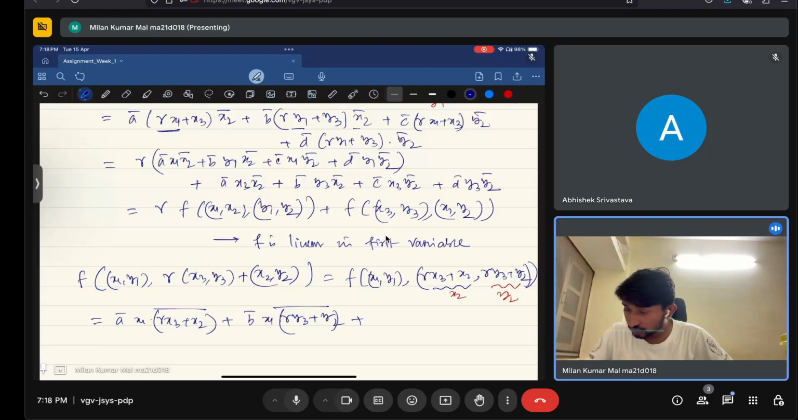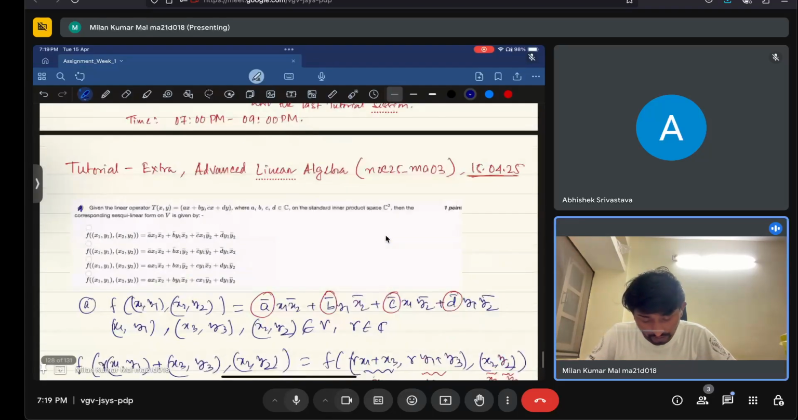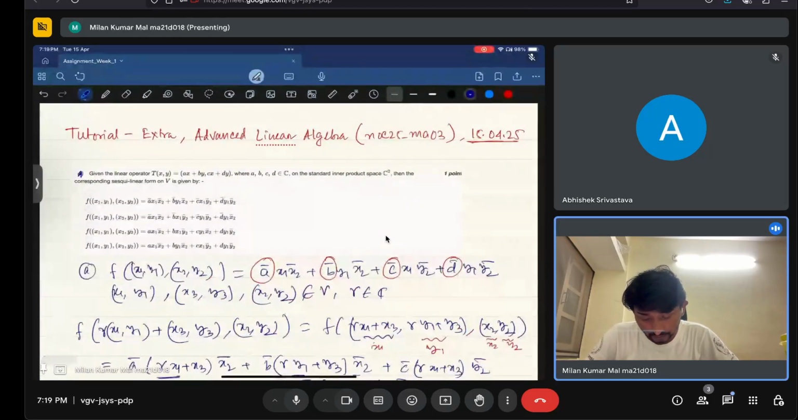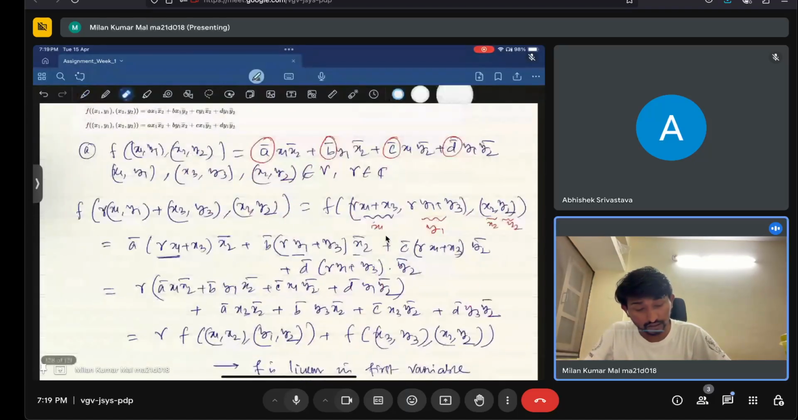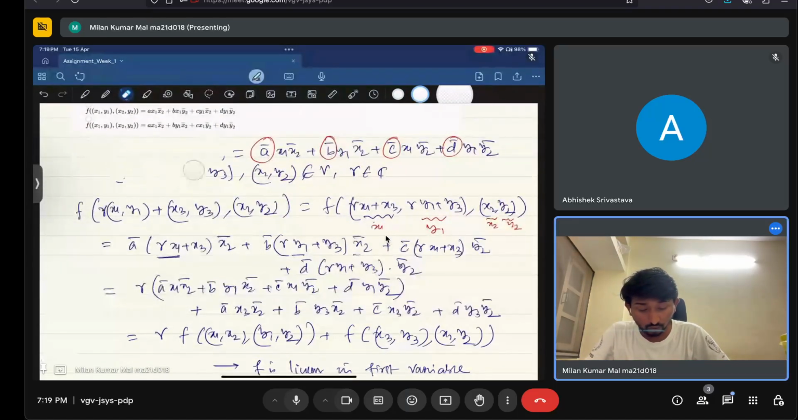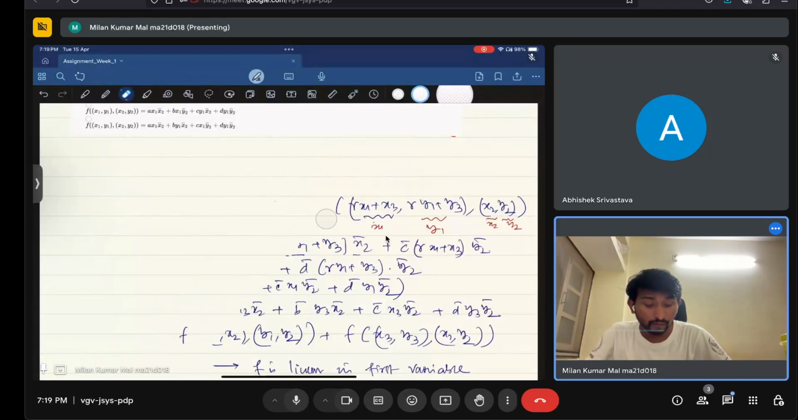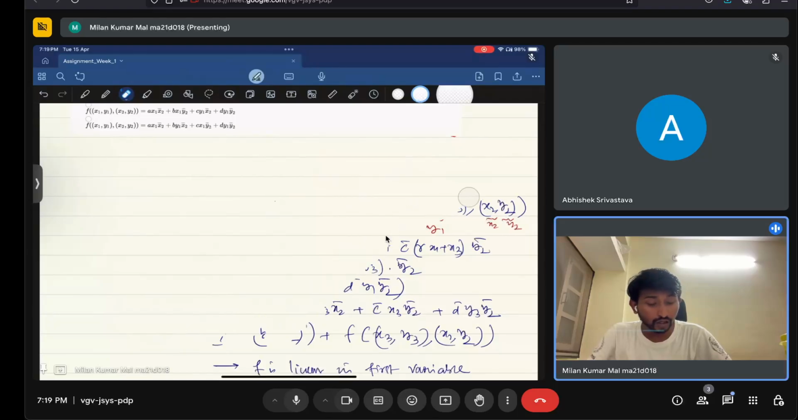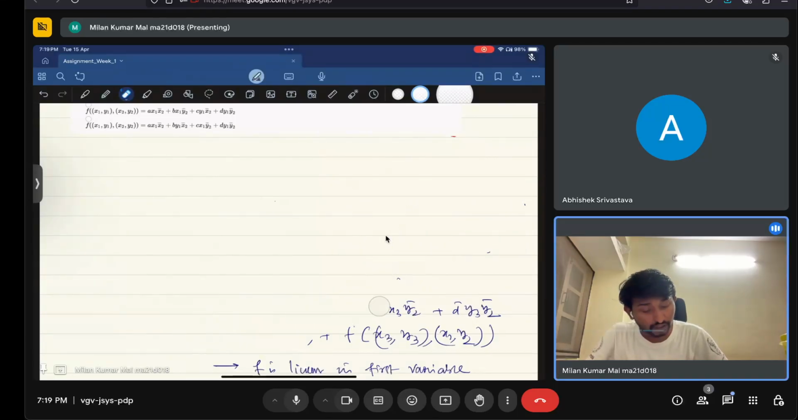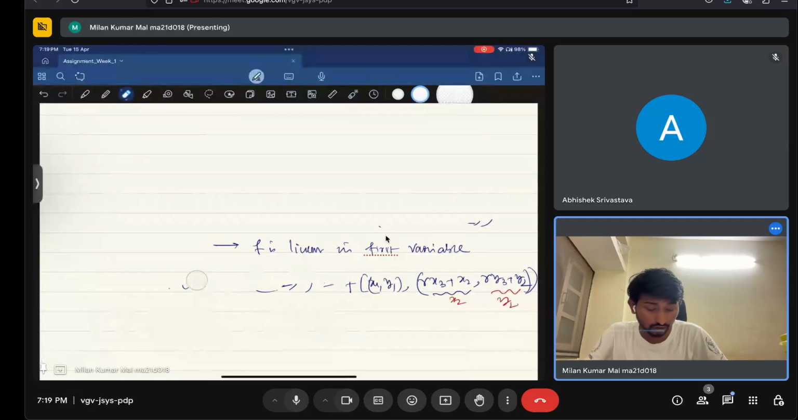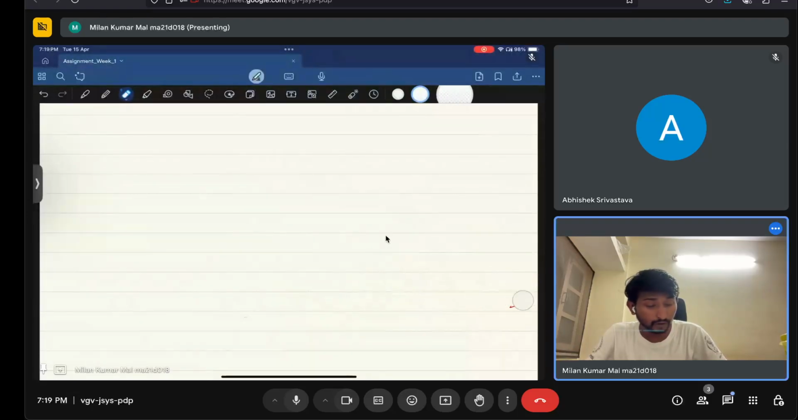Oh, sorry. Actually, I'm doing something a little wrong. What is the question? Given the linear operator T with the standard inner product, then the corresponding linear... okay, sorry. Very sorry. This is not the thing actually. We have to find the sesquilinear form for the operator T. Sorry, I misread the question. So that's why the answer is becoming too long. Okay.